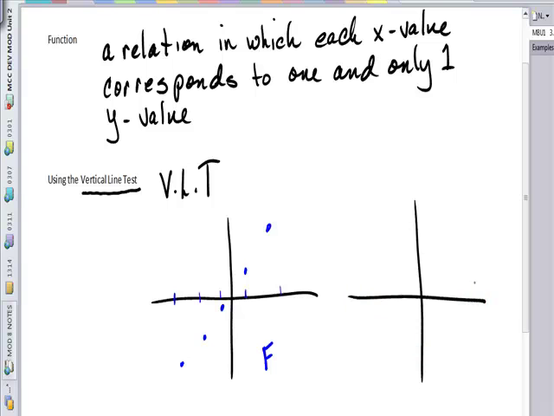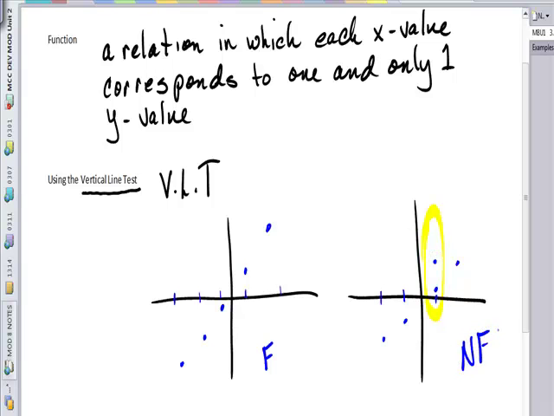But if instead I had a collection of points like this, hopefully you can tell that for this point, its X has one and only one Y value. For this point, its X has one and only one Y value. But when you look at these two, they share the same X value. I don't have a scale on here, but let's just say they have the X value of 1. Well, this one has a Y value. This one has a different Y value. This is not a function.